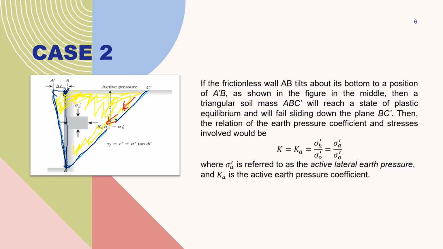So from the relation of K and the stresses involved, we can make a new equation where K is equal to Ka is equal to sigma prime H over sigma prime O is equal to sigma prime A over sigma prime O. We just changed the H to A, where sigma prime A is referred to as the active lateral earth pressure and Ka is the active earth pressure coefficient, where A obviously means it is active.